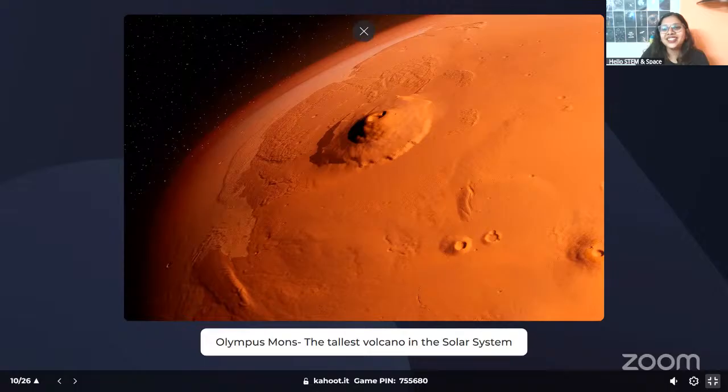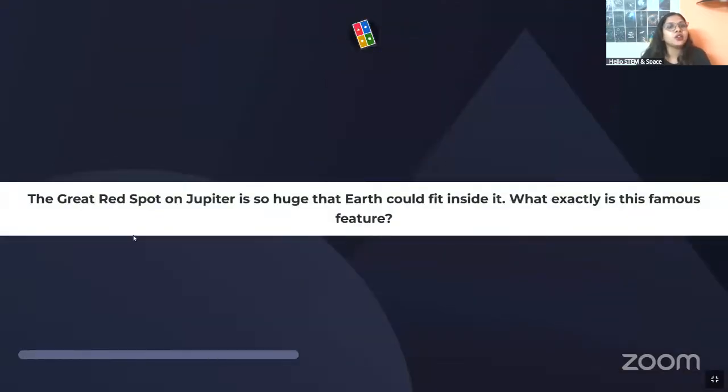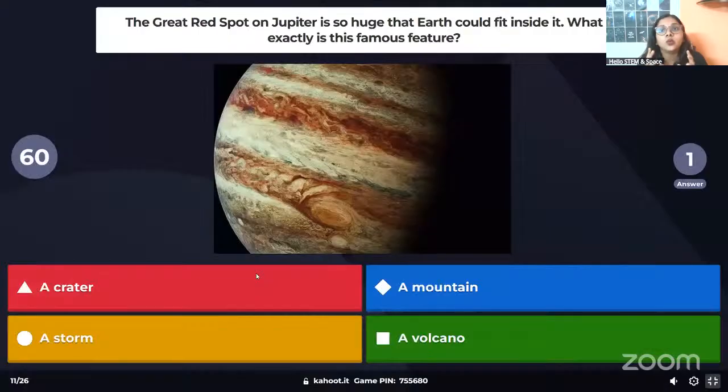Okay, with that, let's quickly go to the next question. The Great Red Spot on Jupiter is so huge that Earth could fit inside it. What exactly is this famous feature? Is it a crater? Is it a mountain? Is it a storm? Or is it a volcano? What exactly is this Great Red Spot on Jupiter? What do you guys think this is? It is huge. I'm just giving you a clue. It's very, very huge and it can fit our entire Earth inside it. But is it a crater, a mountain, a storm, or a volcano?